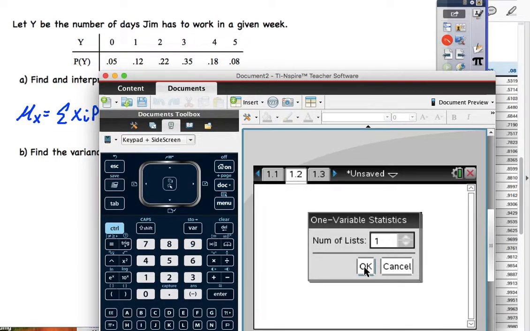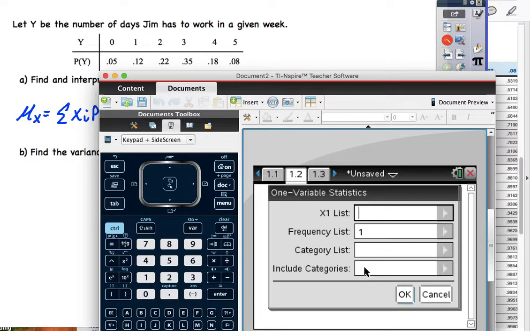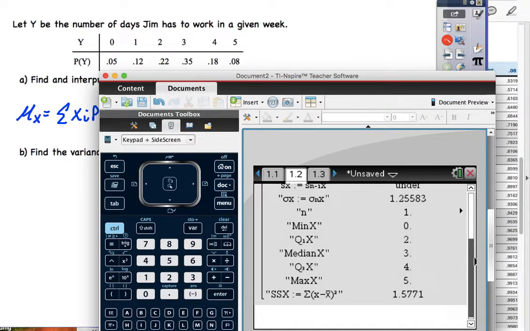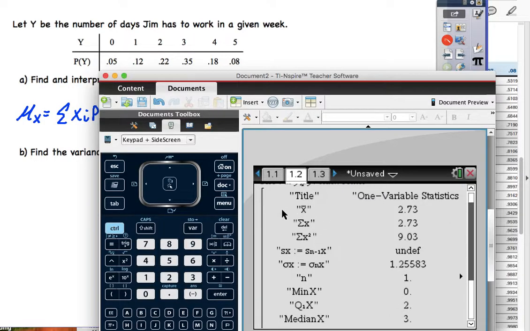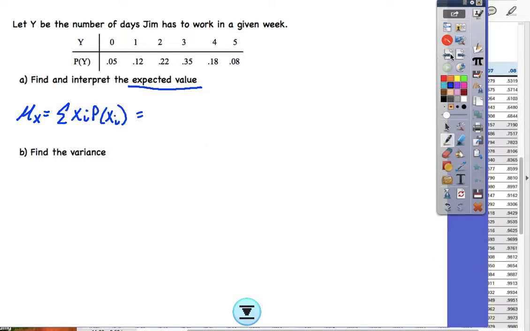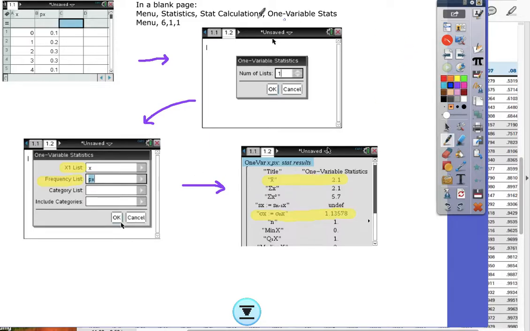I am going to keep it at 1 list, even though we typed in 2 lists. Call this whatever the first list was, which was Y. And then the frequency list is PY. Those are the probabilities attached to each of these Y values. It's like a weighted average. Hit OK. You might have to scroll up a little bit, but right here is the mean, 2.73. And right here is the standard deviation, 1.25583. Again, if you missed it, the directions are right here. Now this was a different list, but the idea is the same.